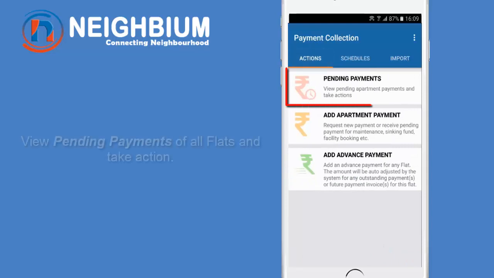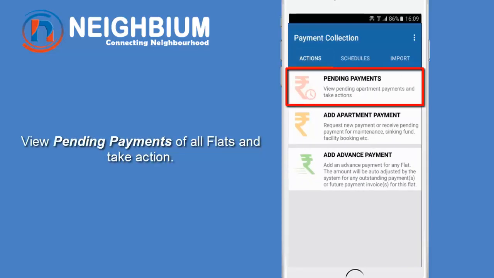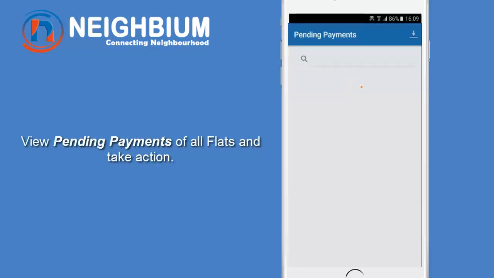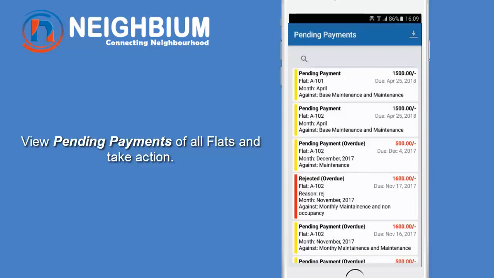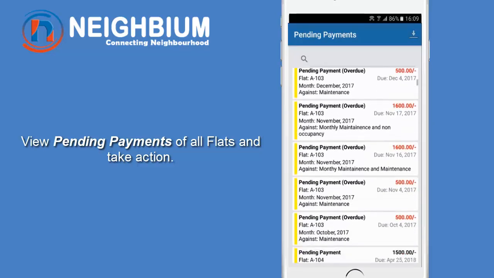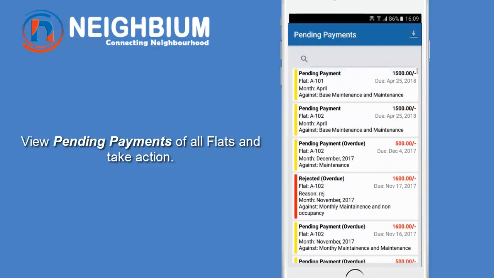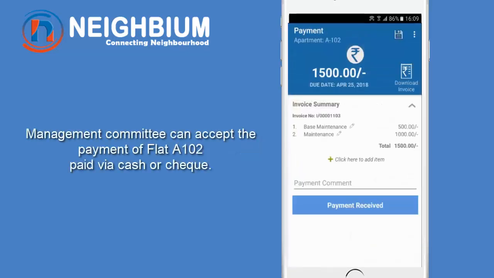Let's start. At any point of time you can view the pending flat payments. Here we can see the list of outstanding, overdue and rejected payments. As a management committee member, you can accept the payment from any flat. For instance, let's accept this Rs 1,500 from flat A102.